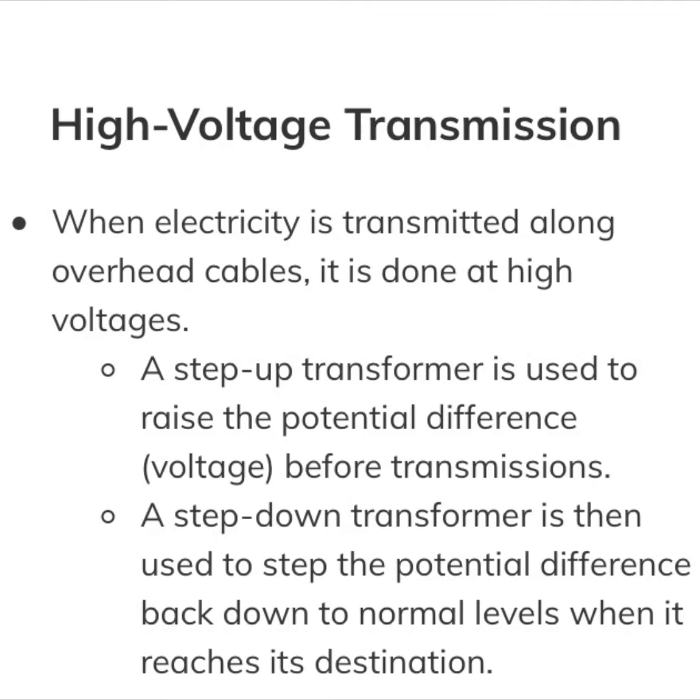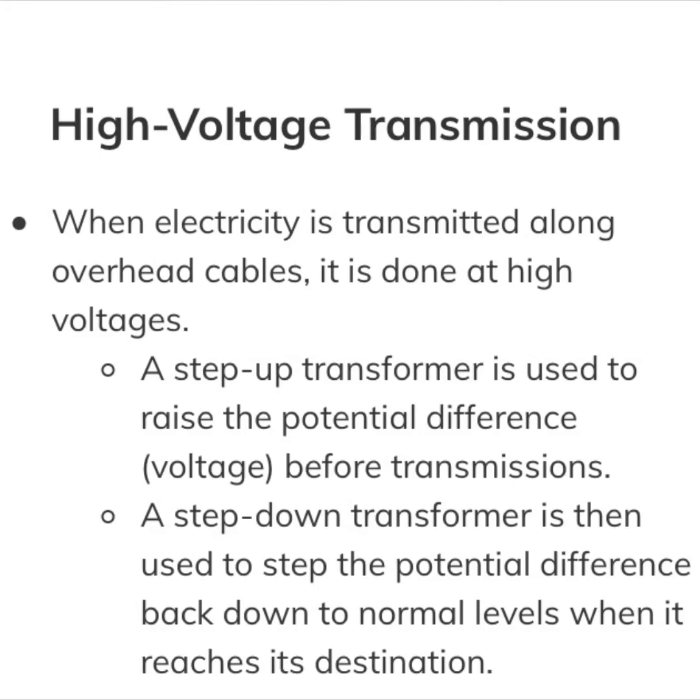And now let's talk about high voltage transmission. When electricity is transmitted along overhead cables, it's done at high voltage. In that case, we are going to use two transformers. A step-up transformer is used to raise the potential difference or voltage before transmission, and then a step-down transformer is used to step the potential difference back down to the normal level when it reaches its destination.